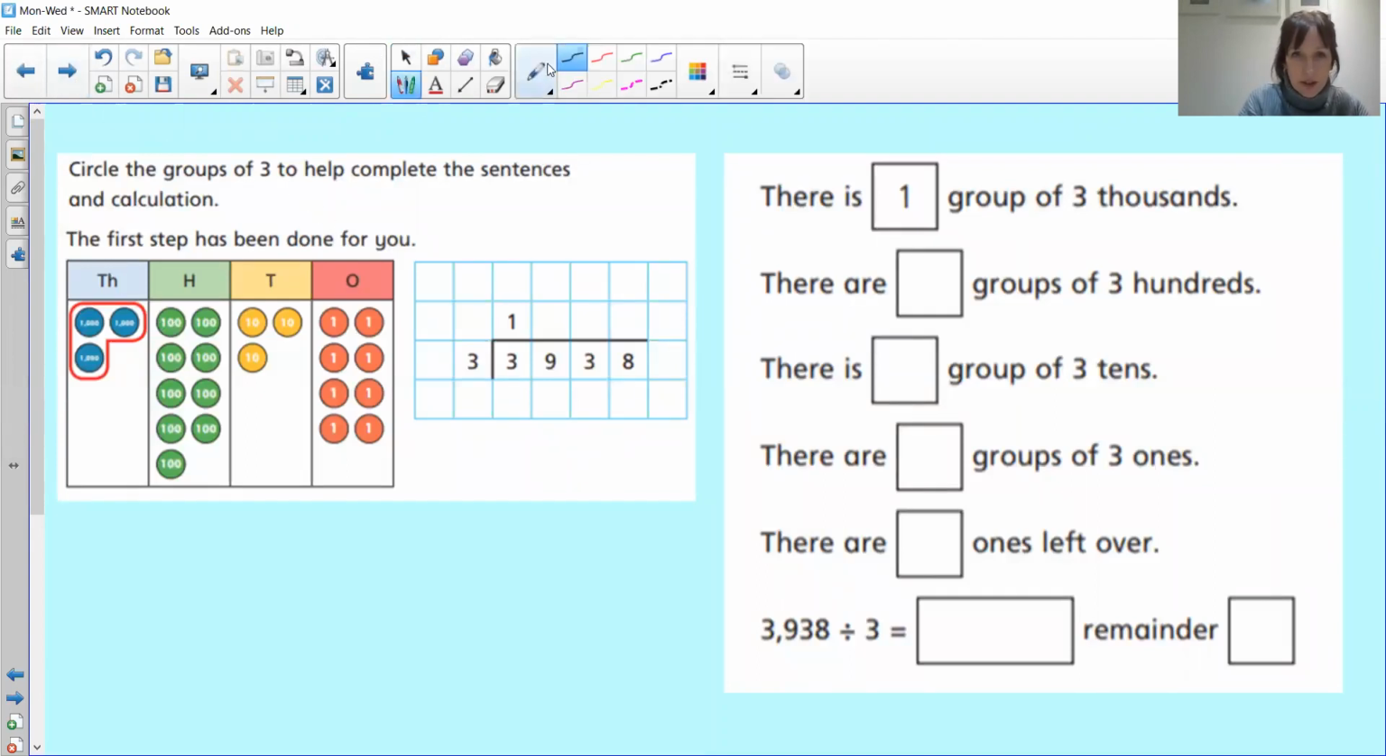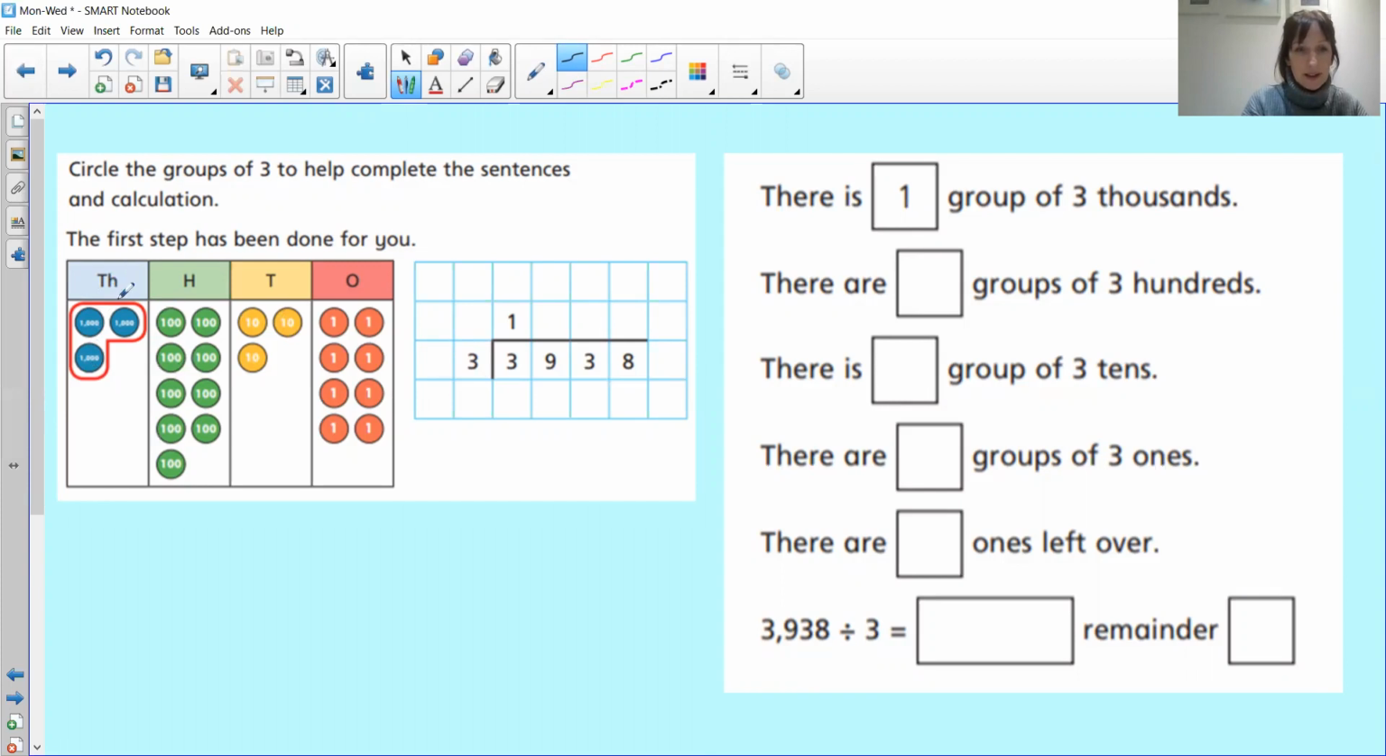So we've got this question here to go through, and these sentence stems to complete. So it says, circle the groups of 3 to help complete the sentences and calculation. The first one has been done for you. So we've got our calculation here, 3,938 divided by 3. So if you remember, there's our divisor, and here is our dividend. And this divisor tells us that we are making groups of 3.